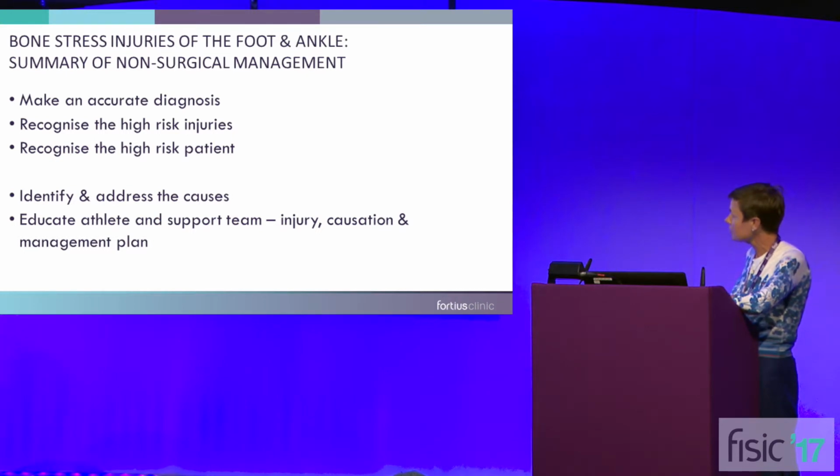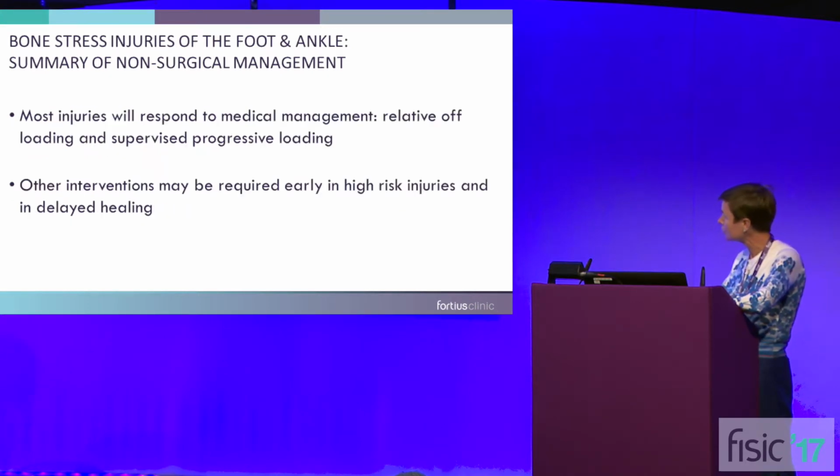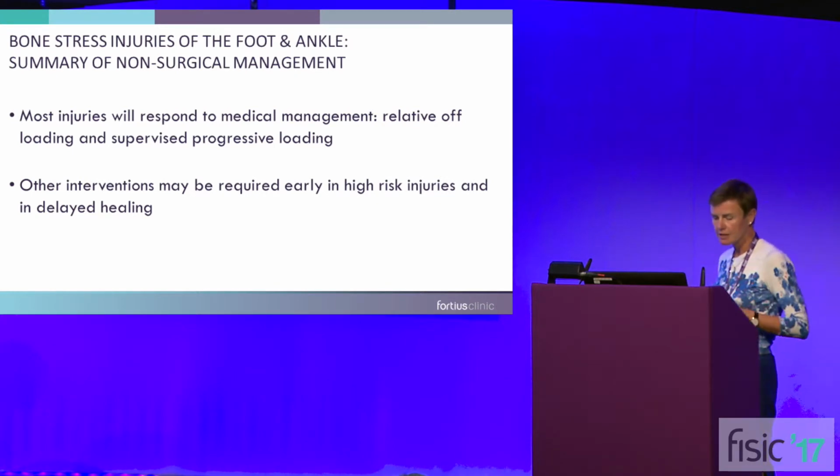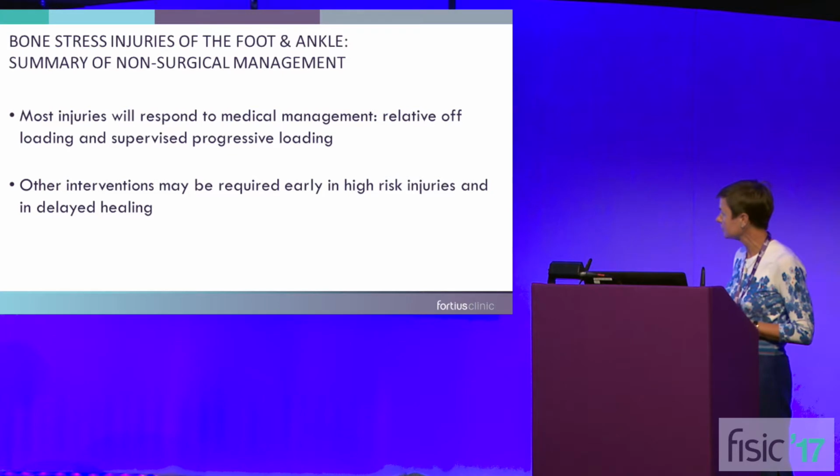So in summary, start with making an accurate diagnosis. Have you identified all the injuries? Have you identified the high-risk injuries in the high-risk patient? Identify the cause, educate the athlete and the support team, and be aware that most injuries will actually respond to sensible, quite frankly, non-medical approaches. But we have to recognize that there is the need to intervene in higher grade, higher risk injuries in some individuals. Thank you.